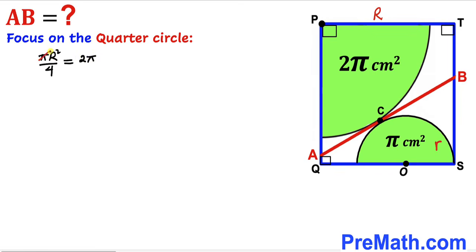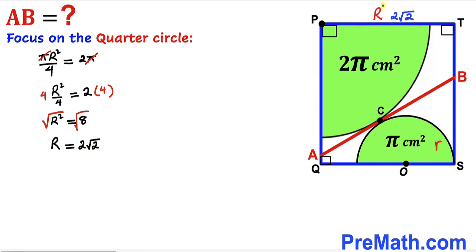And now we can see this pi cancels out with this pi. So R square divided by 4 turns out to be equal to 2. And now I am going to multiply both sides by 4 to remove this fraction. So our R square value turns out to be equal to 8. And now I am going to undo this square by taking square root on both sides. So our uppercase R radius value turns out to be 2 times square root of 2 centimeter.